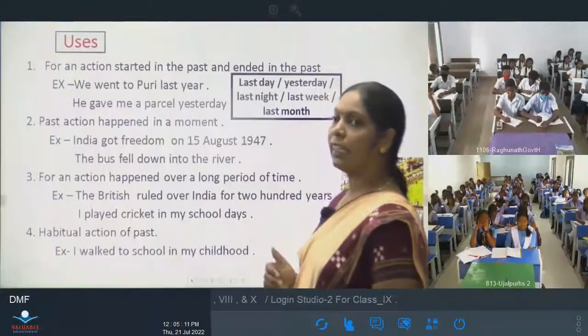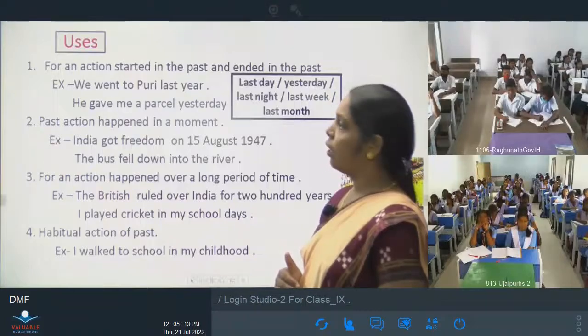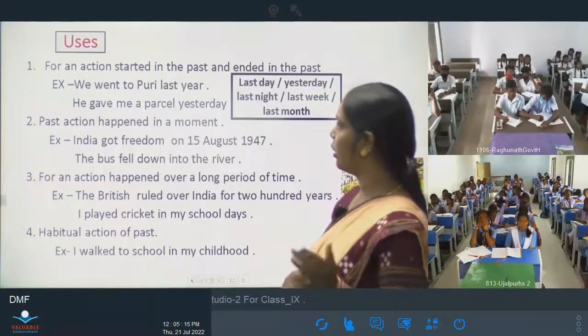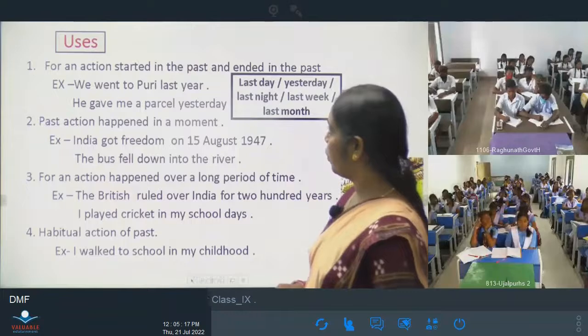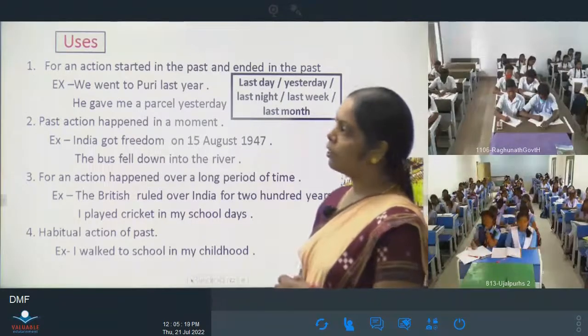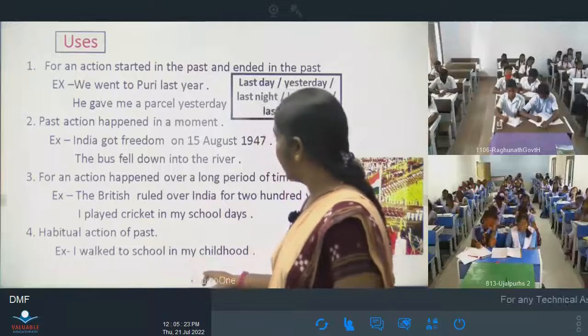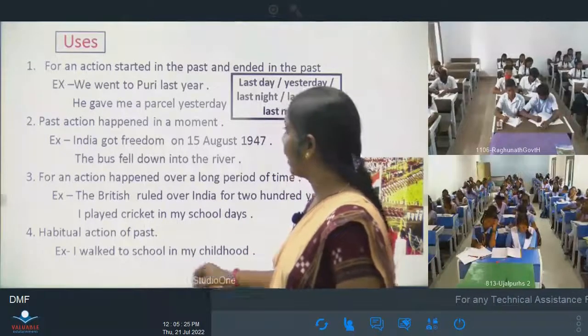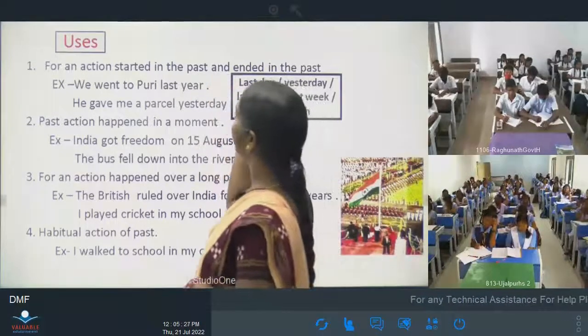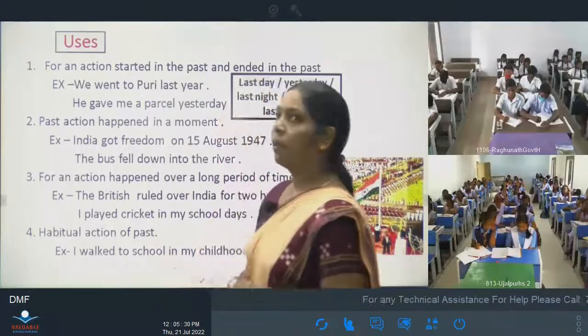Now let's see its example and its uses. So we use past simple tense for an action started in the past and ended in the past.